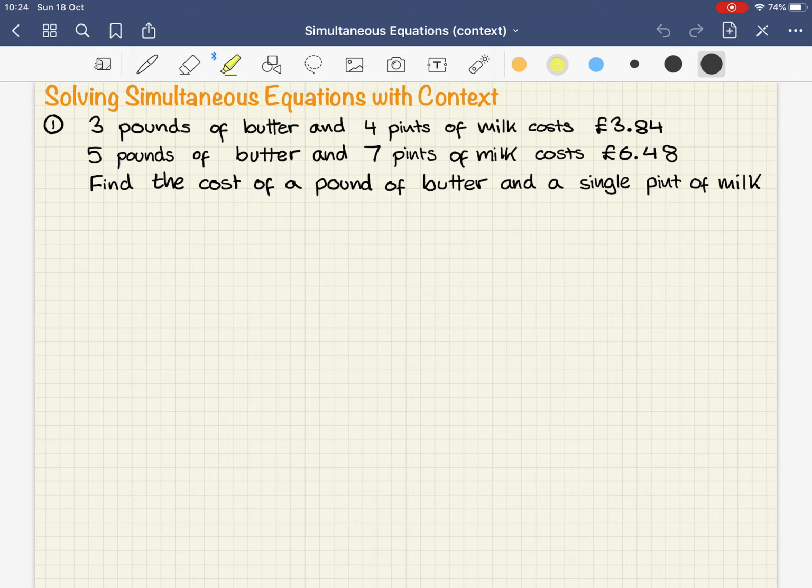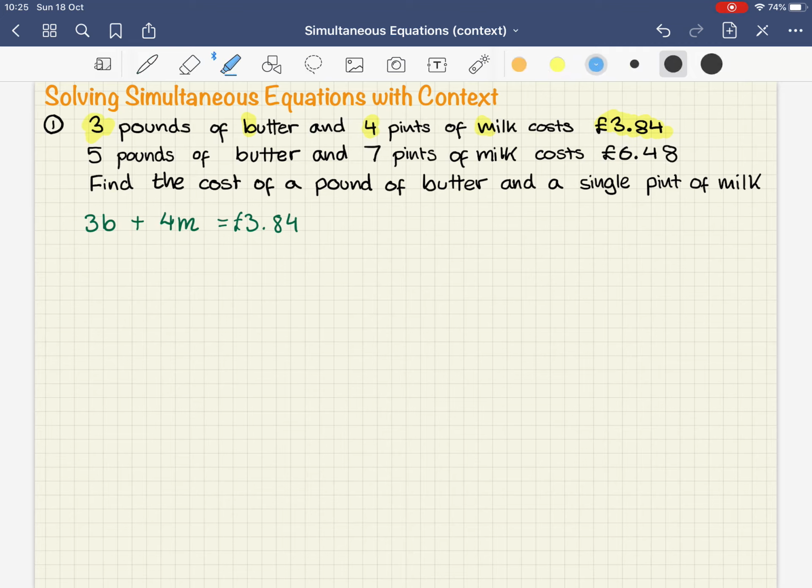So taking a look at that first one, we have £3 of butter, and I'm going to use the B there. So that's going to be 3B and 4 pints of milk. So I've got £3 of butter plus 4 pints of milk, and that costs this £3.84. So that's going to be equals £3.84.